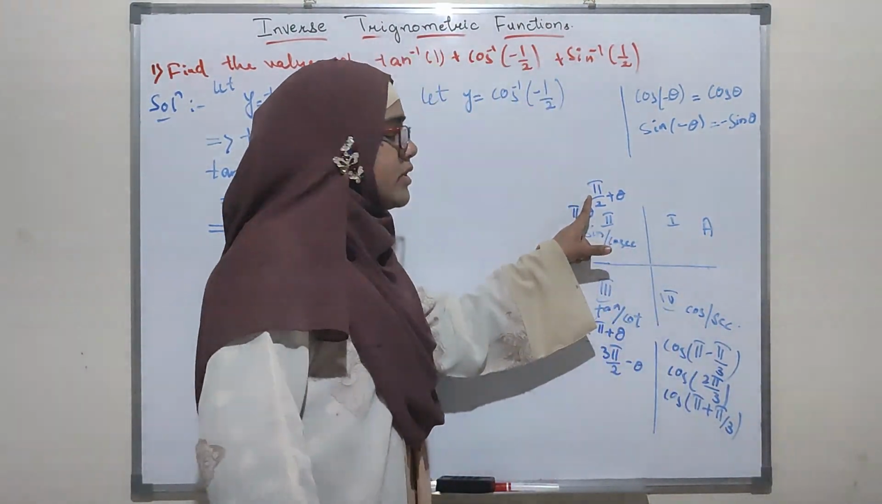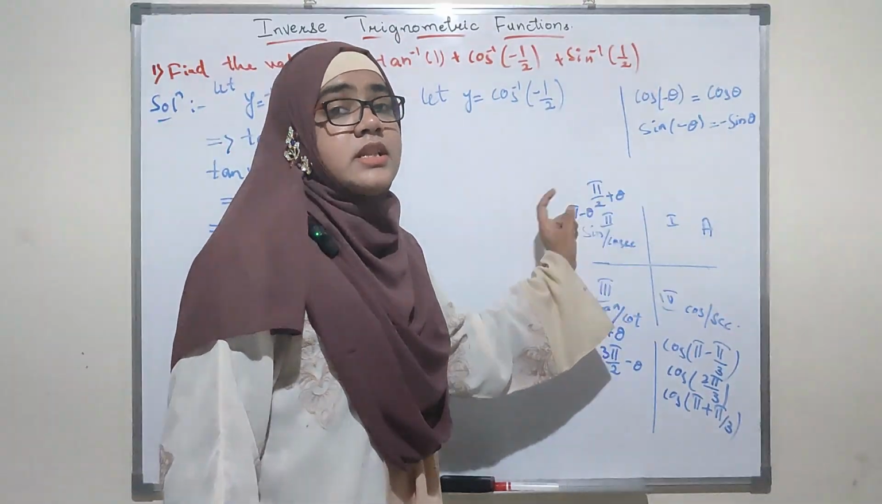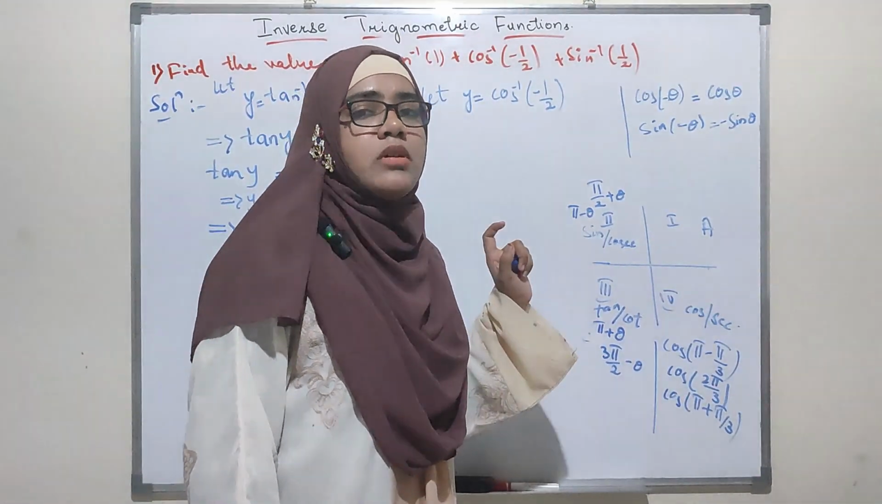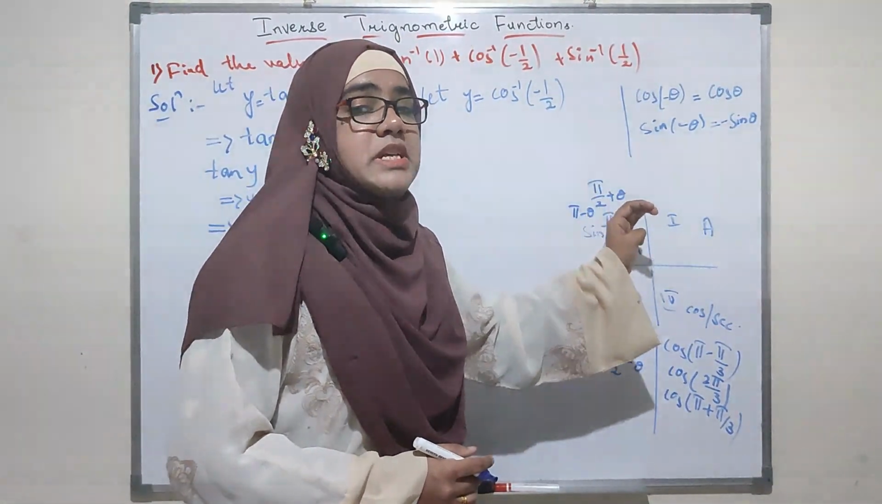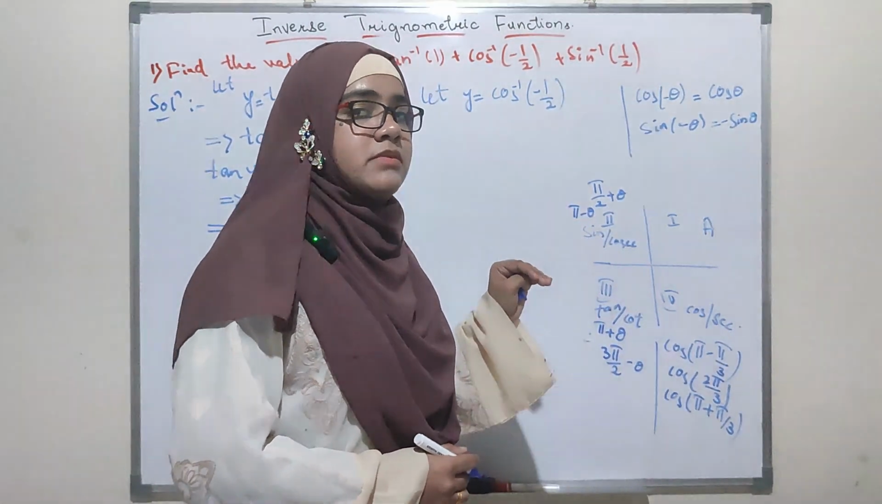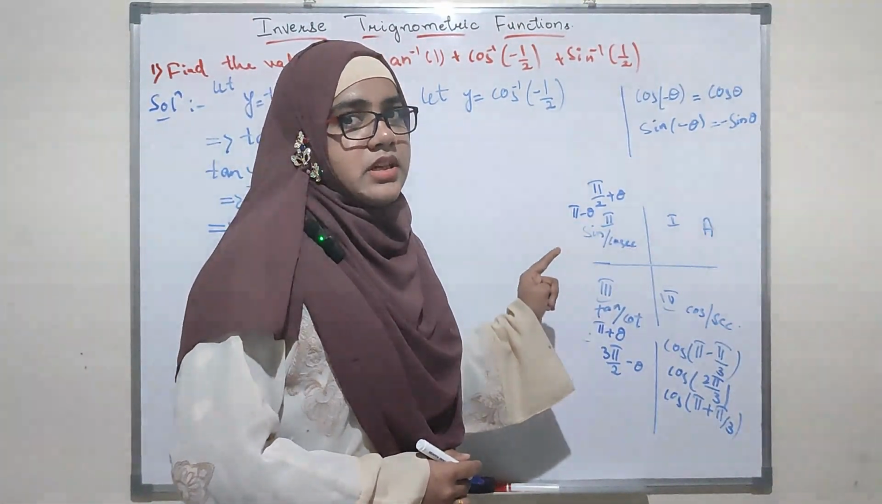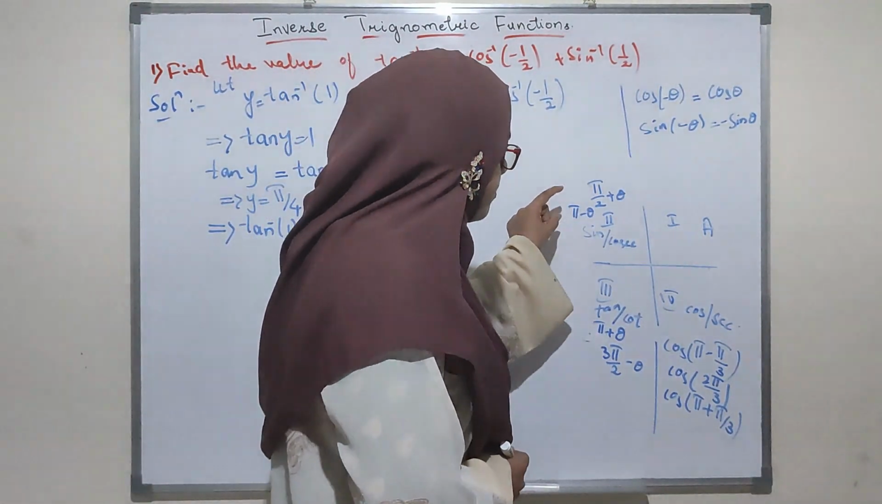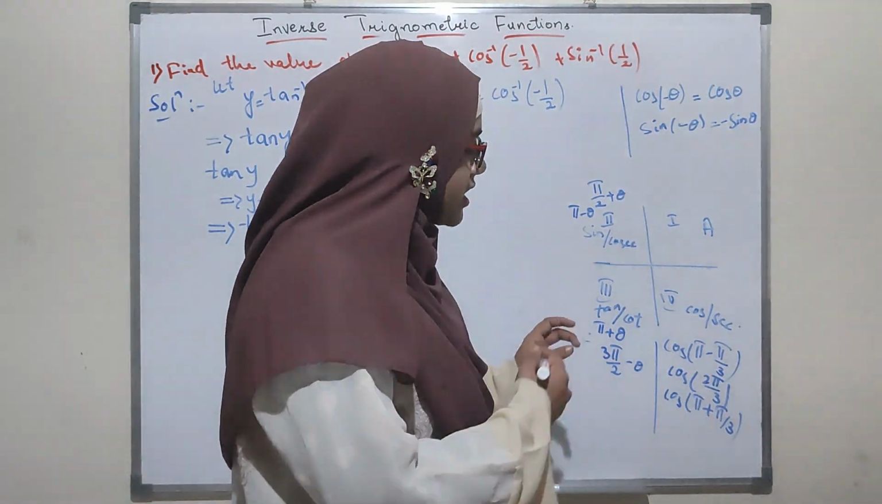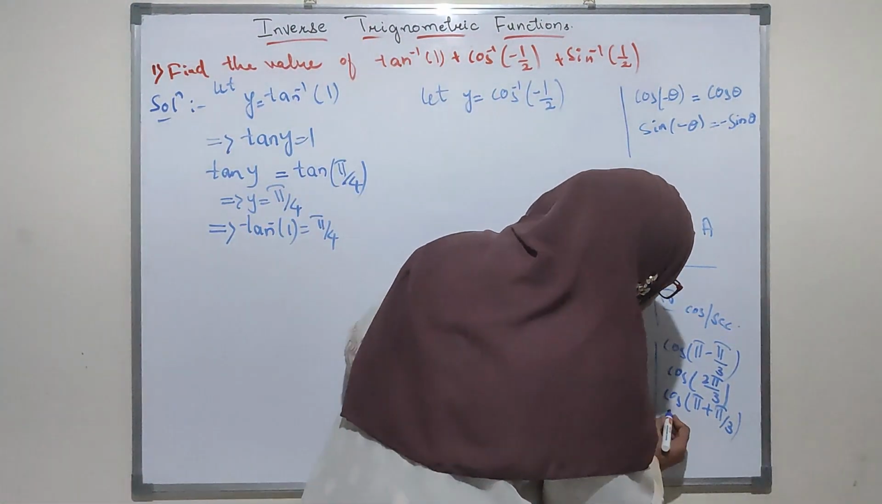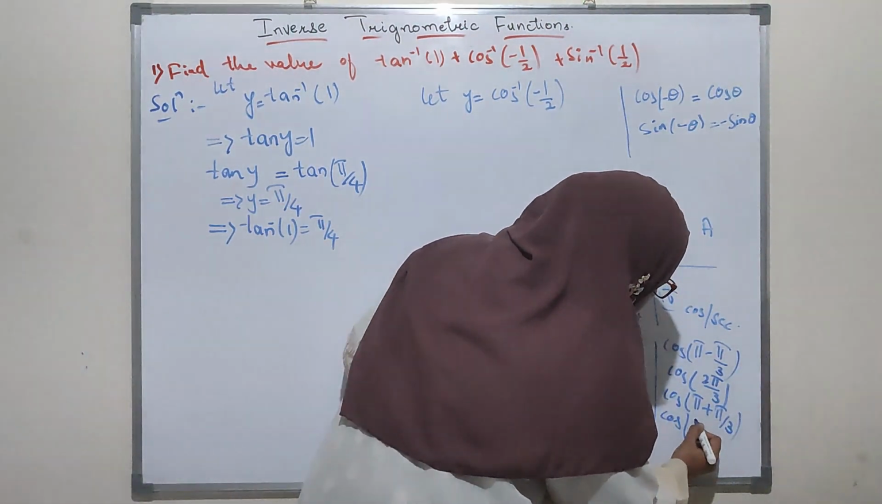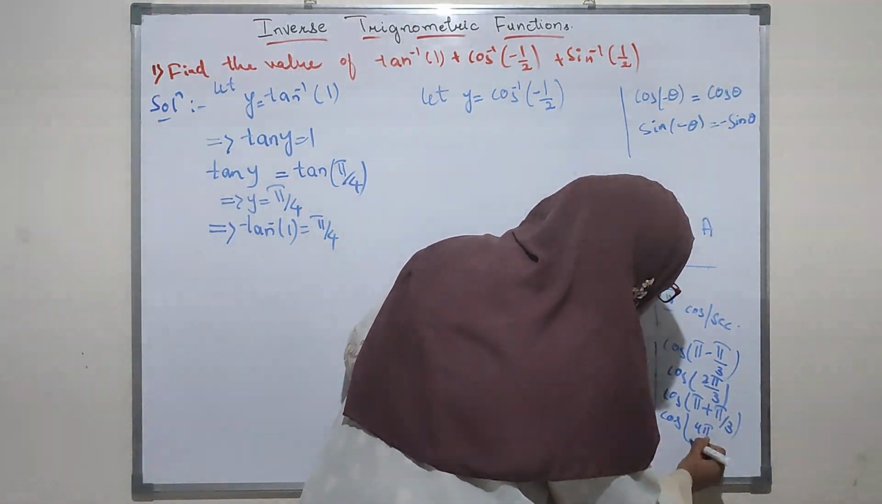If you are taking pi by 2 plus theta, cos of pi by 2 plus theta, then our trigonometric ratio will also change. Cos of pi by 2 plus theta will come as sine of theta. That's why we are taking pi minus theta and pi plus theta. So we are checking for both the values. Here, after taking LCM, we will get cos of 4 pi by 3.